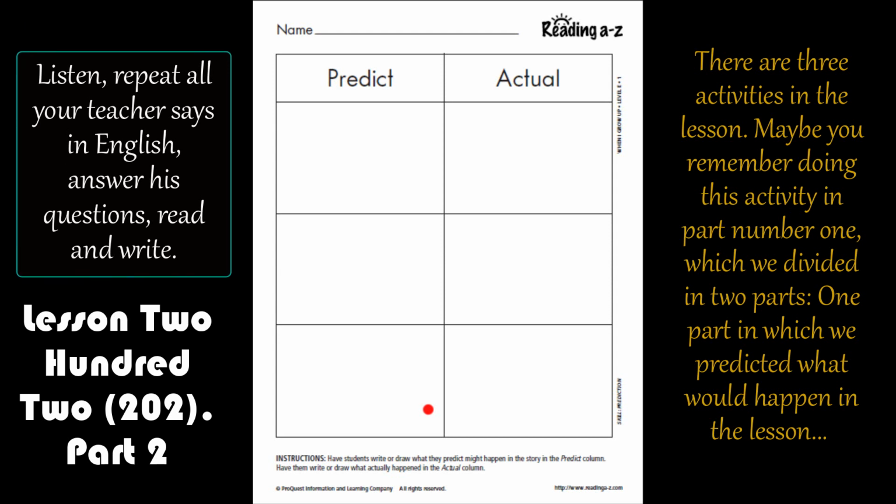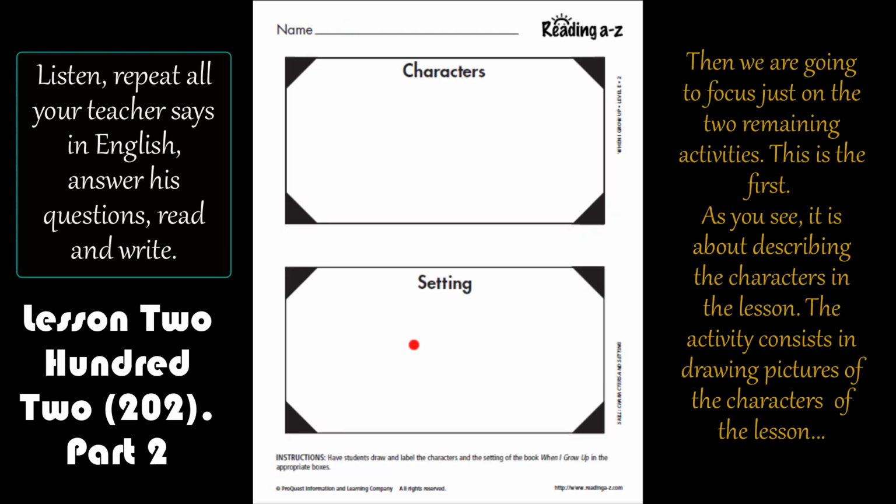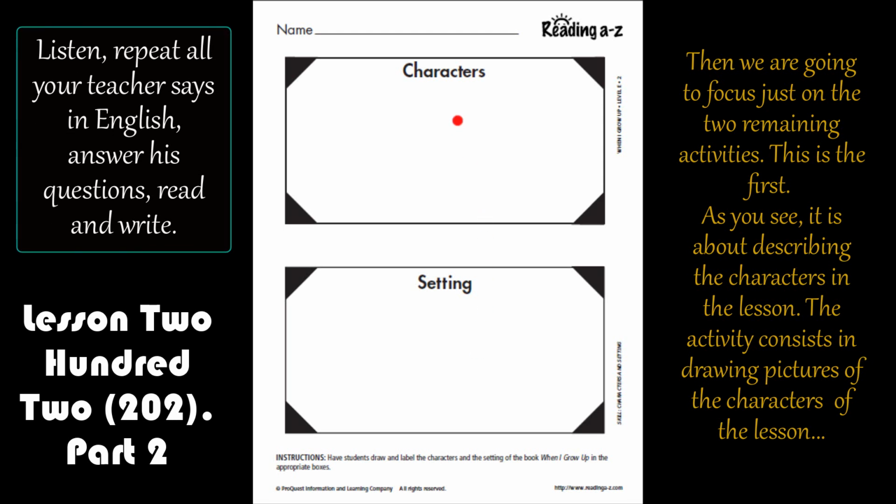Maybe you remember doing this activity in part number 1, which we divided in 2 parts. One part in which we predicted what would happen in the lesson, and the second part by the end of the lesson in which we said what actually happened in the lesson. Then we are going to focus just on the 2 remaining activities. This is the first. As you see, it is about describing the characters in the lesson.